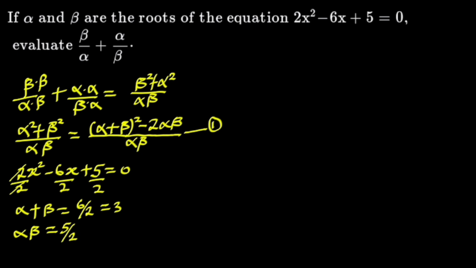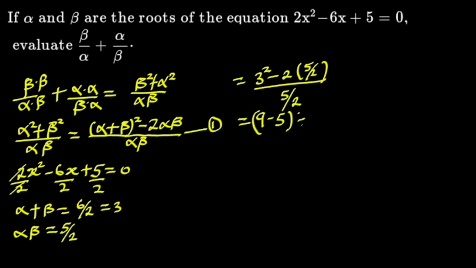Substituting the values of α + β and αβ in equation 1, we have (3² − 2 times 5/2) divided by 5/2, which is (9 − 5) divided by 5/2, and this will give us 4 times 2/5, which is equal to 8/5. 8 divided by 5 is one whole number 3/5.